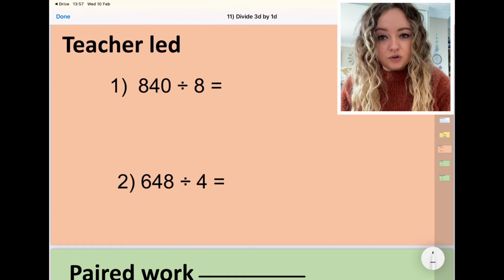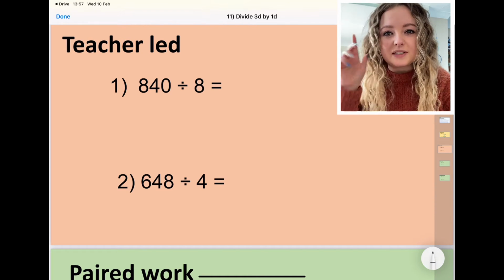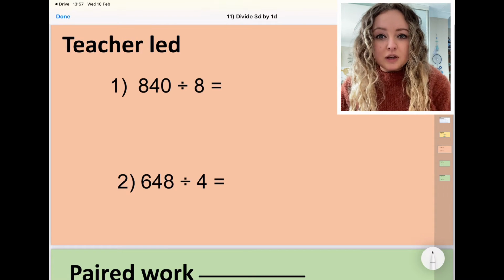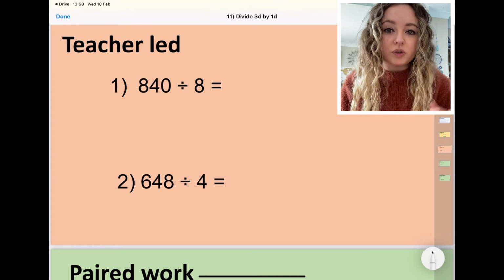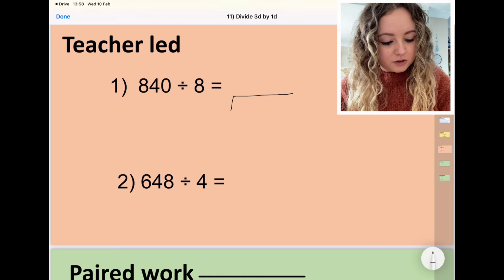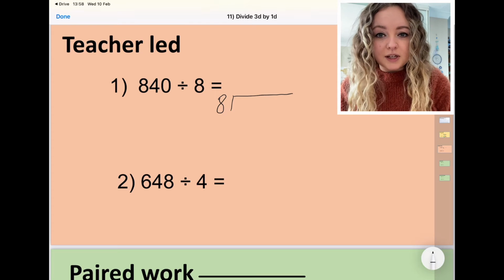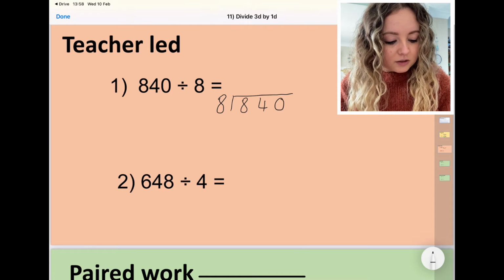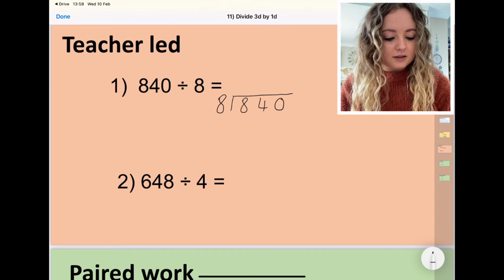Okay, I won't draw out the counters for these because otherwise it's going to be a lot for you to draw out. But obviously if you need to, imagine that those counters are there so they can help you with grouping them and drawing your circles around the counters. Okay, so let's give it a go. So what are we doing? 8 goes on the outside because we're doing 840 divided by 8. And then our 840 goes underneath.